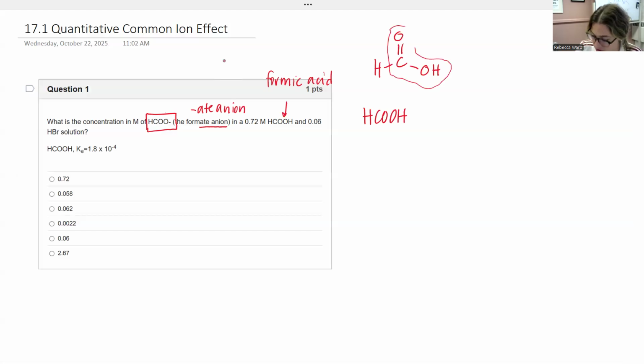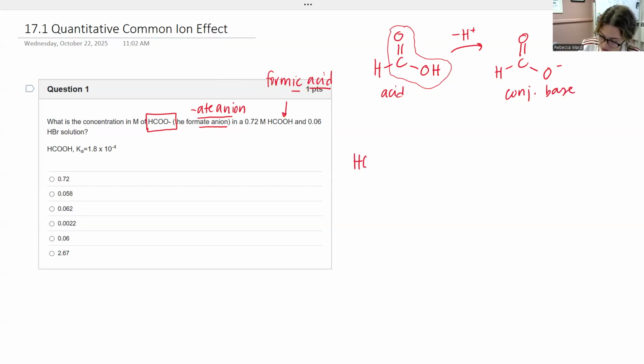That's the COOH, carboxylic acid functionality, and they're generally weak acids. And they end in ic acid, so that's formic acid. And we're asked about the formate anion. So once this has acted as an acid and it's lost its H plus, now it's HCOO minus, and that's the formate anion. So it's the conjugate base. So this is our acid, and here's the conjugate base. So in solution, we're putting in HCOOH, and we're looking at this equilibrium as it dissociates into H plus and HCOO minus.